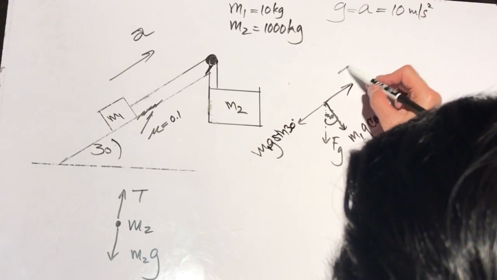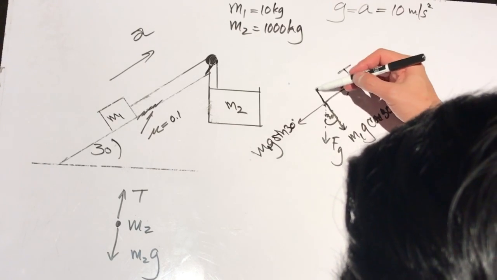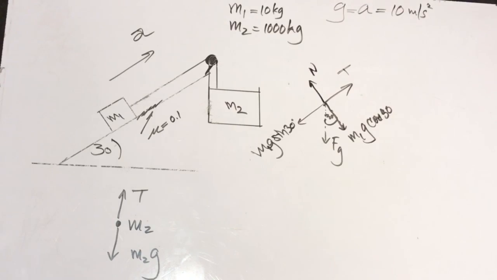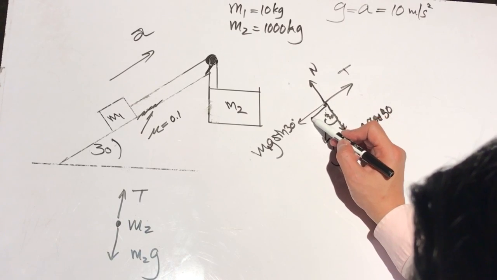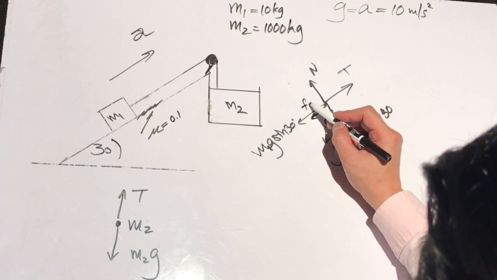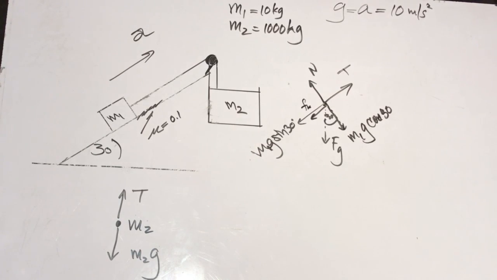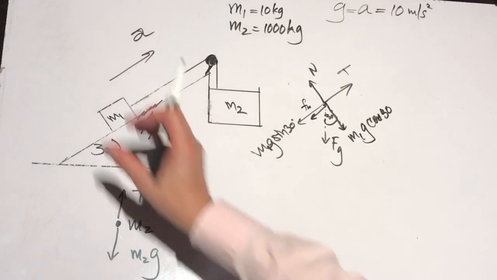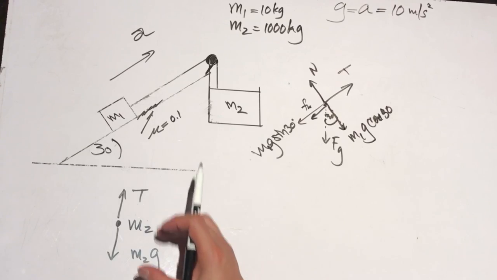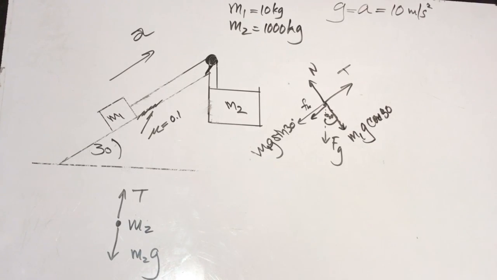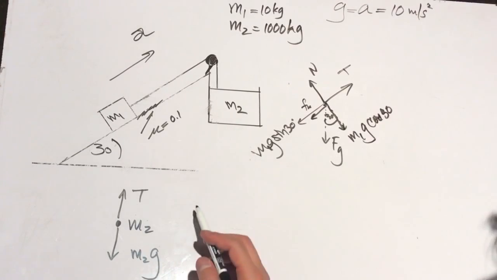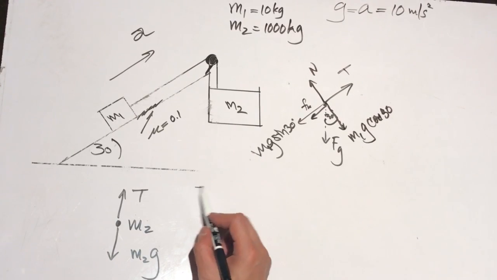That force of tension goes that way, and there is a normal force because the block is on the surface. And also we have the frictional force pointing this way, so I'm just going to write out Fk. So we basically have 5 different forces for the block on the incline and 2 forces for the block on this one. So I'm just going to go ahead and do this one first since it's easy.